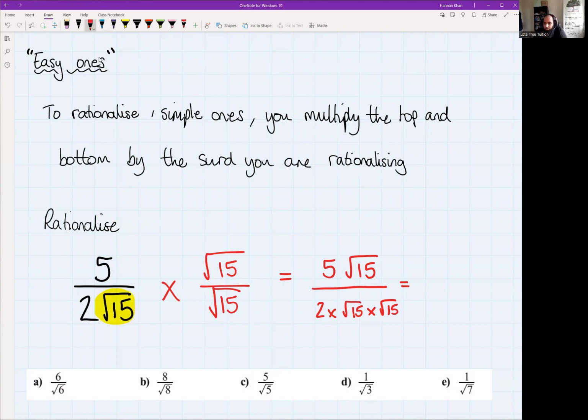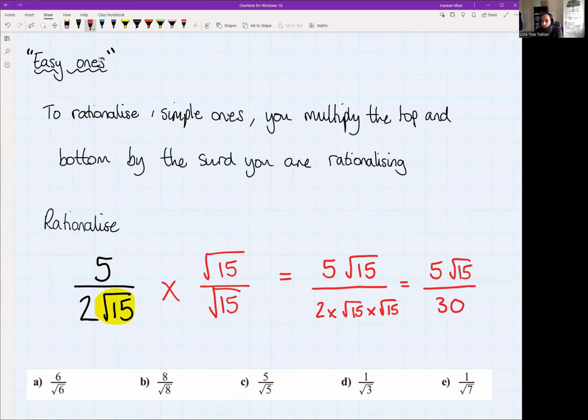If we were to write this out, I only did that middle step for explanation purposes, but really you'd say, hey, root 15 times root 15 is just 15, times 2 is 30. So underneath we'll get 30.